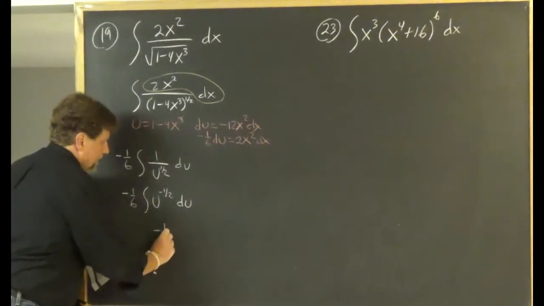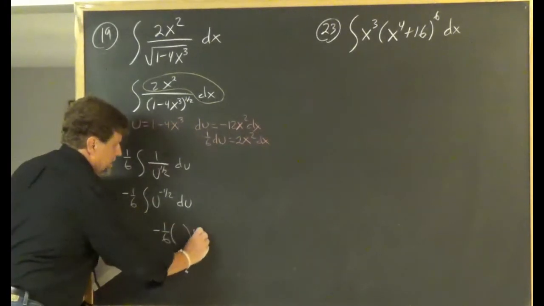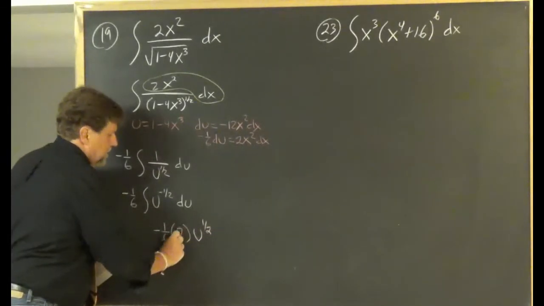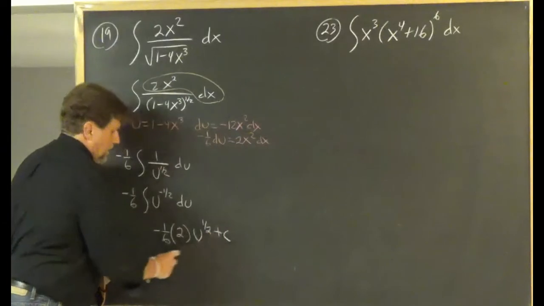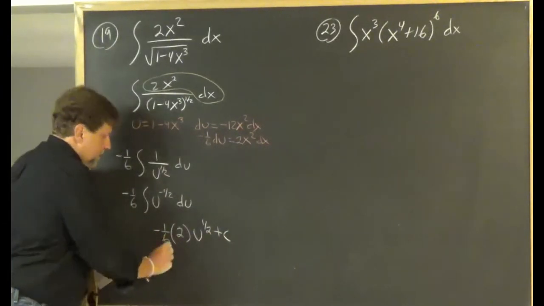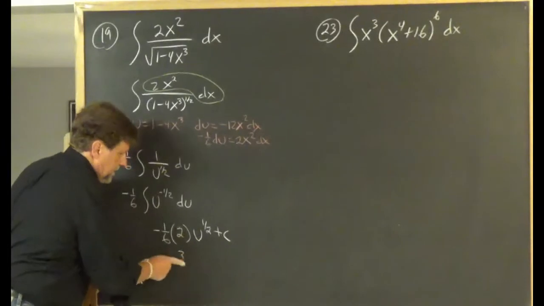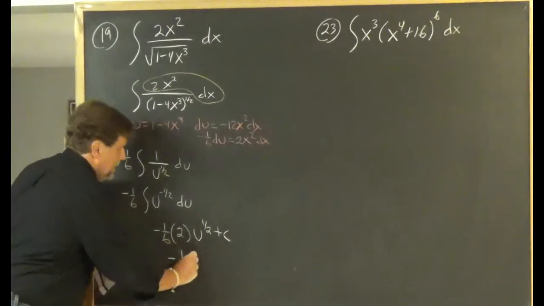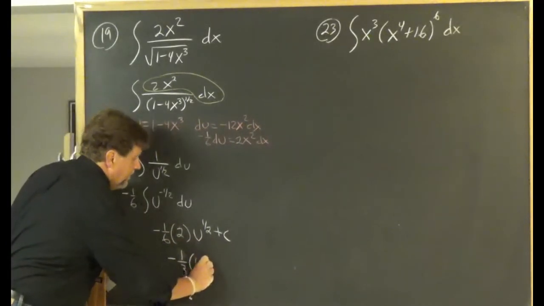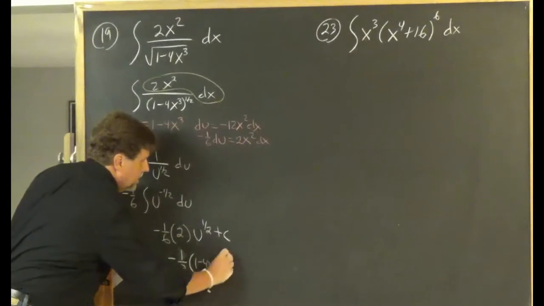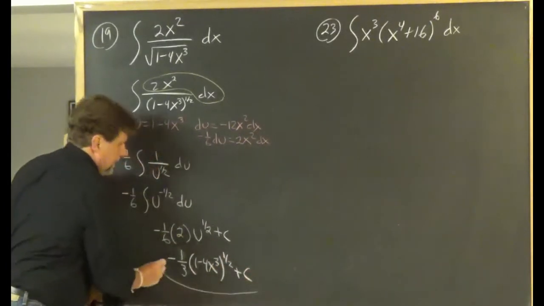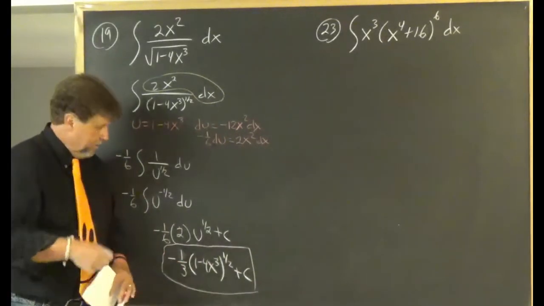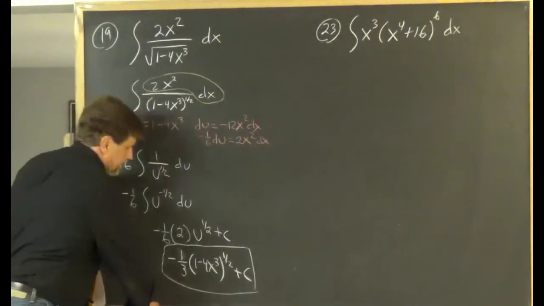So I have a negative 1/6, to leave a little space. Add 1 to the exponent. Put the reciprocal of the new exponent in there. Let's see, negative 1/6 times 2 is negative 1/3. Substitute my u back in. U was 1 minus 4x cubed, plus c. And if you want, you could have made that the square root of 1 minus 4x cubed.